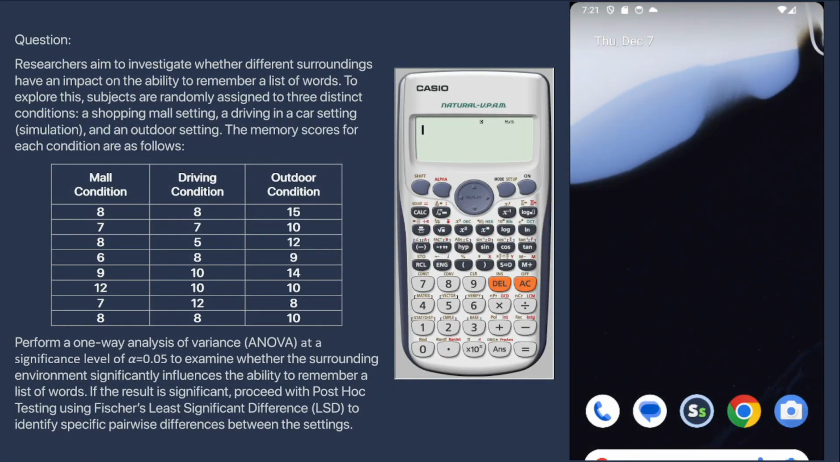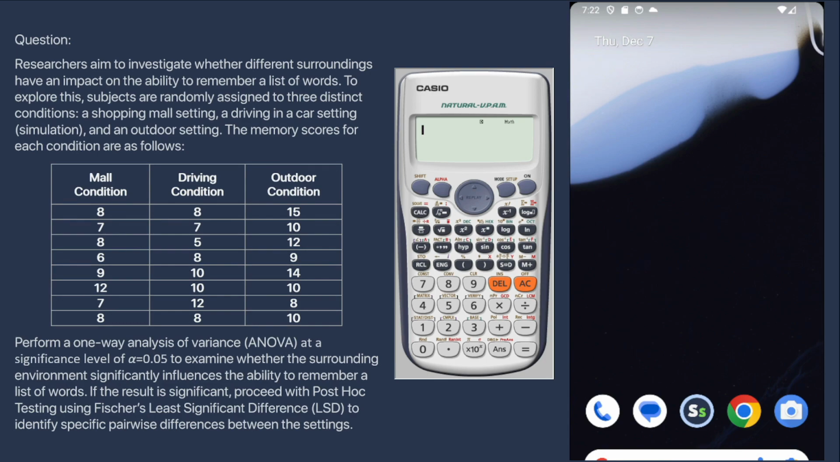In this video, we will be performing a one-way analysis of variance, or ANOVA. The question goes: researchers aim to investigate whether different surroundings have an impact on the ability to remember a list of words. To explore this, subjects are randomly assigned to three distinct conditions: a shopping mall setting, a driving in a car setting, and an outdoor setting. The memory scores for each condition are as follows.